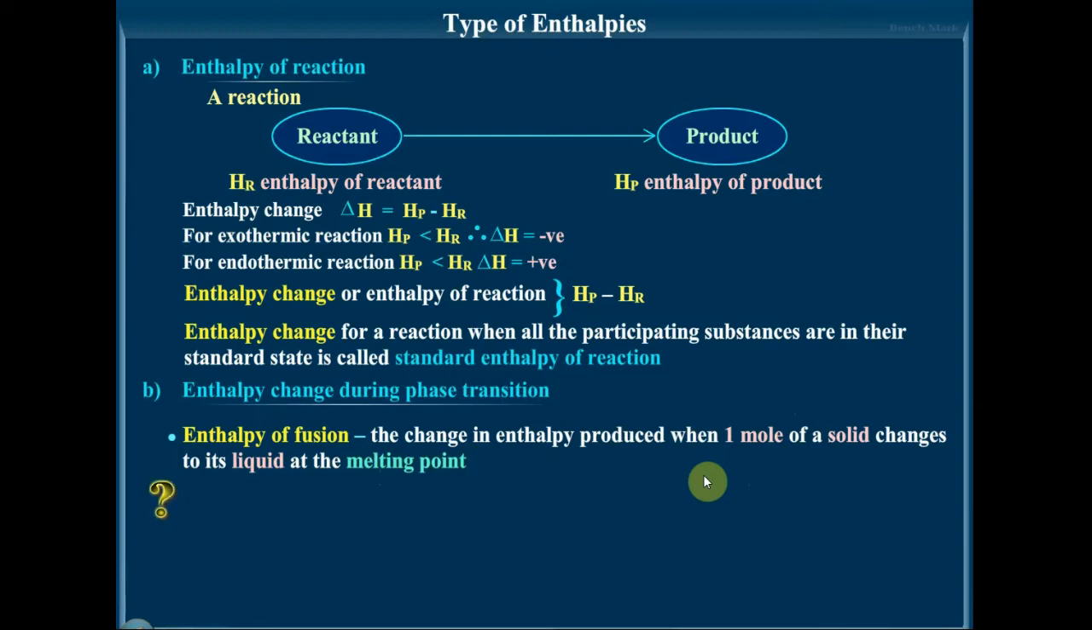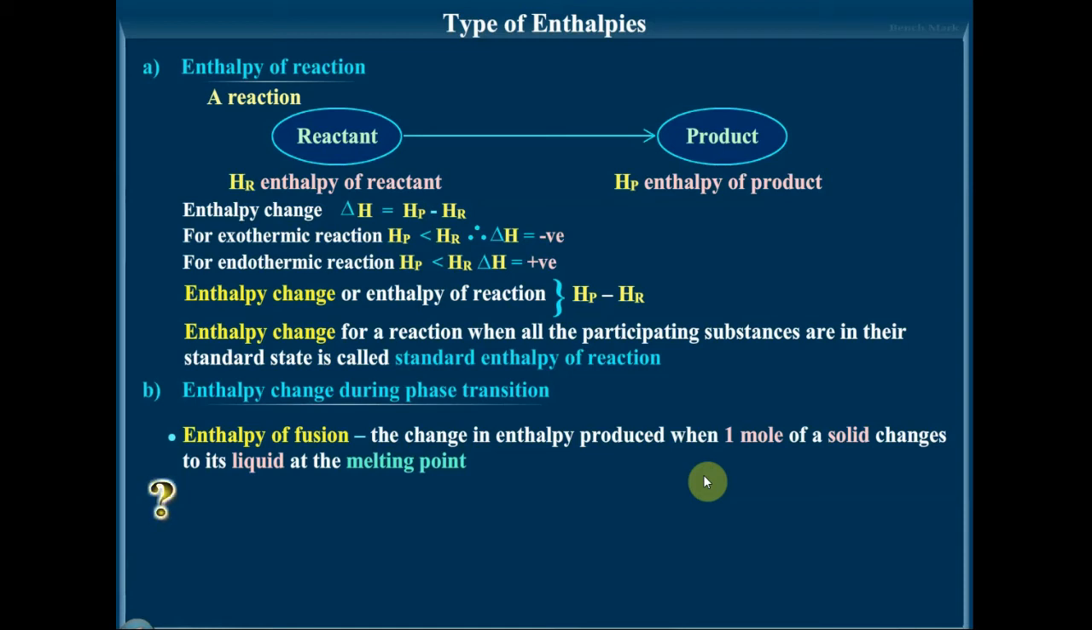So enthalpy of fusion is also called the molar enthalpy of fusion. If it is in the standard state, it is called the standard enthalpy of fusion. It is also called the molar, M-O-L-A-R, molar enthalpy of fusion. So it is the enthalpy change accompanying the melting of 1 mole of a solid substance in standard state at its melting point.